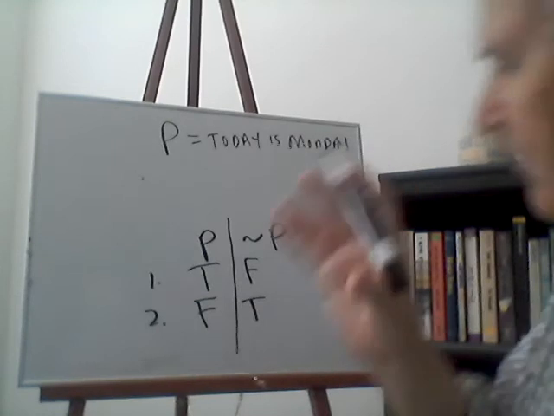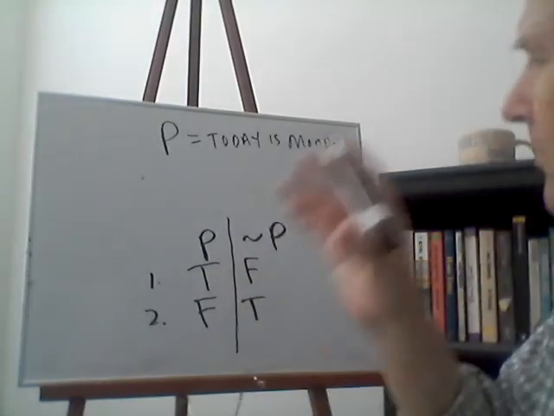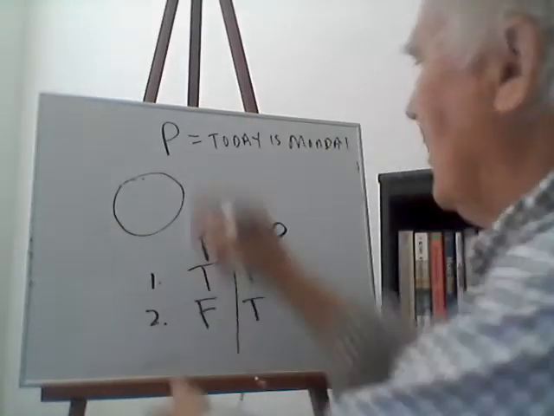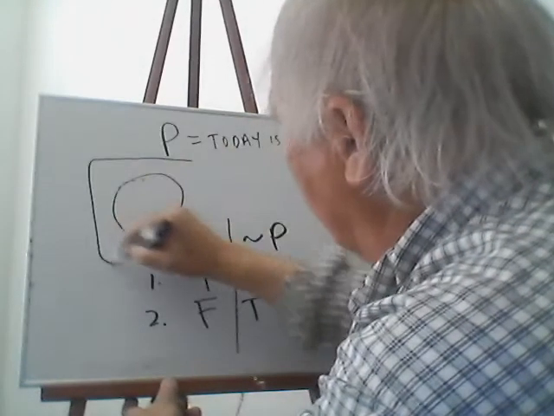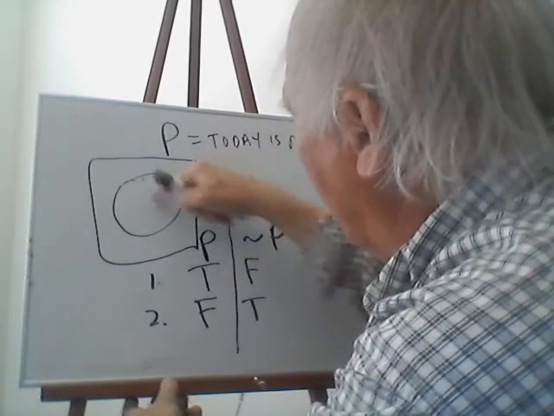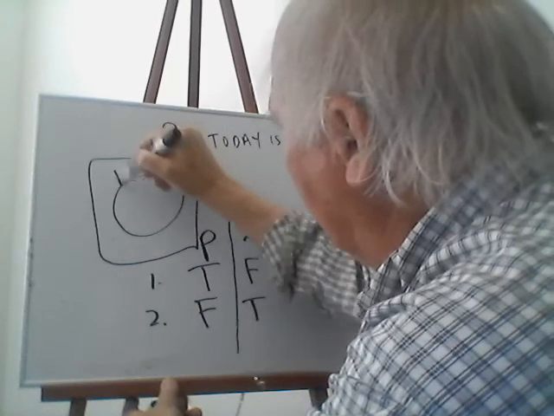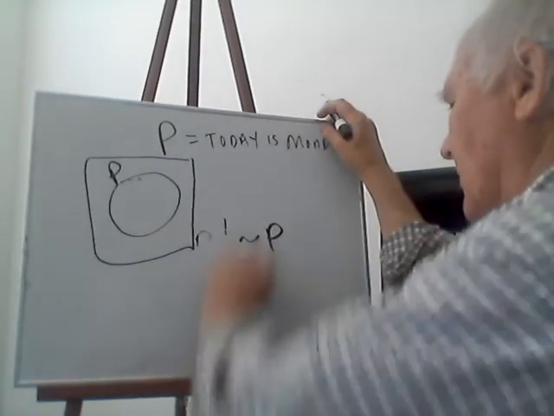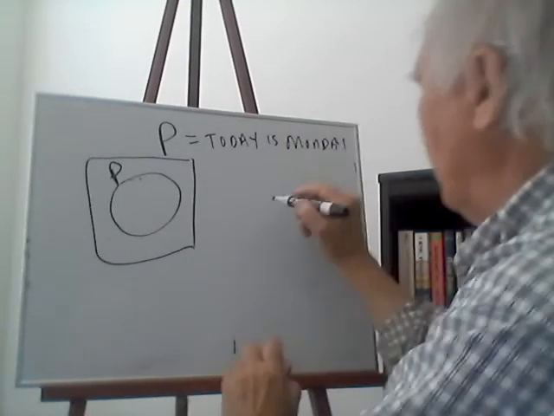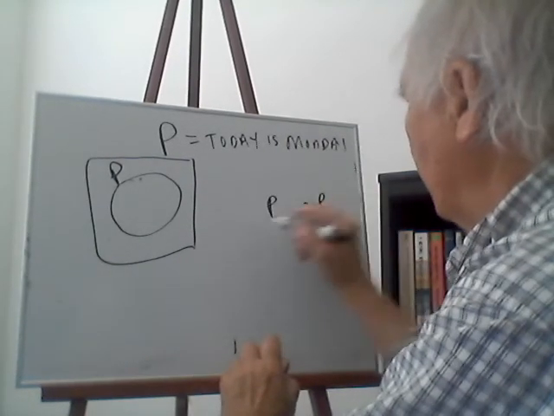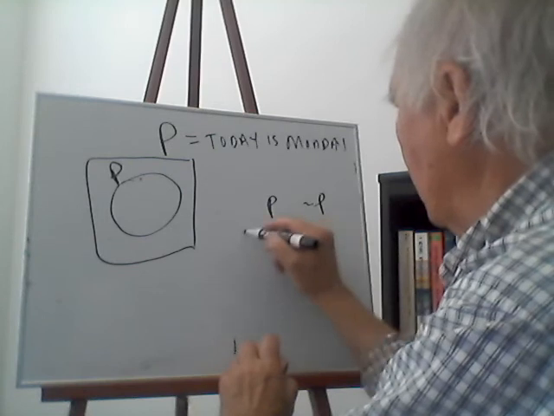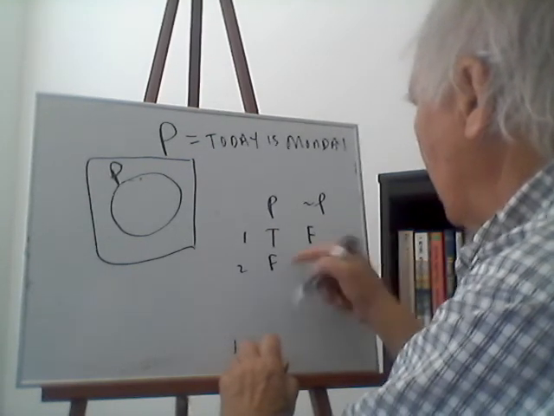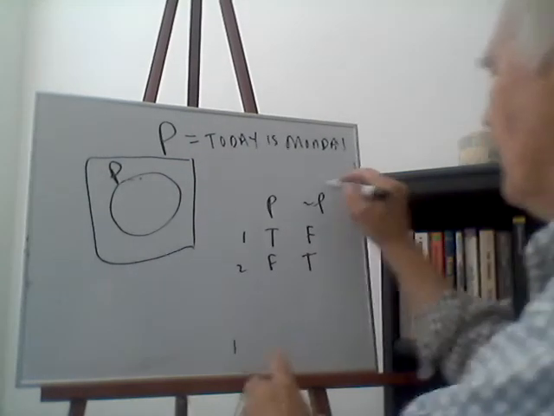I'm going to show you now how. I'll put one circle here and I'll put a box around it. So we're either inside or outside the circle, and I'll call this P. Let me put this over to the side because I have more room here. So P, not P. P can be true, then not P would be false. If P is true, not P is false. If P is false, not P is true. Okay, that's a truth table.